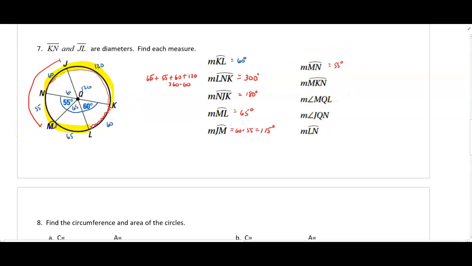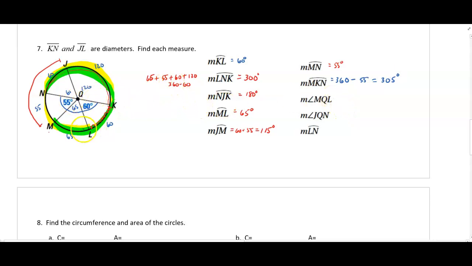MKN, right? So M to K to N, that's M to K all the way around to N. I personally think the easiest way to figure this one out is do 360 and subtract the one arc that's not included, which is 55 degrees, and you would get 305 degrees.